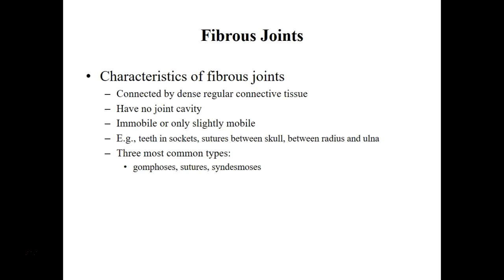So let's look at each of these joints a little bit closer. Fibrous joints are composed of dense regular connective tissue. They can be either immobile or slightly mobile. There are three types of fibrous joints: gomphoses, which are your tooth and jaw joint; sutures, which are the joints that you find in the skull and in a lot of your facial bones; and then syndesmoses, which are found between the antebrachial region bones and the crural region bones. So the tibia and fibula and the radius and ulna.